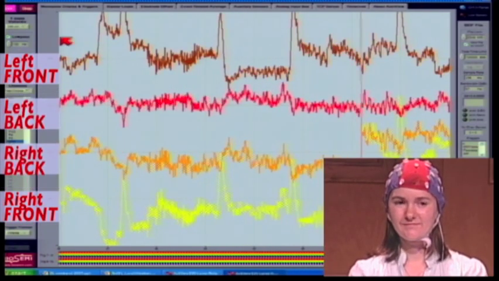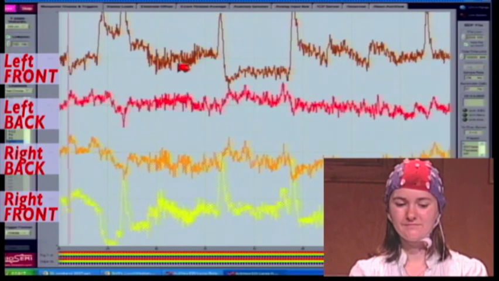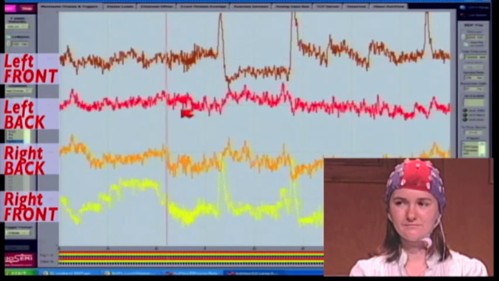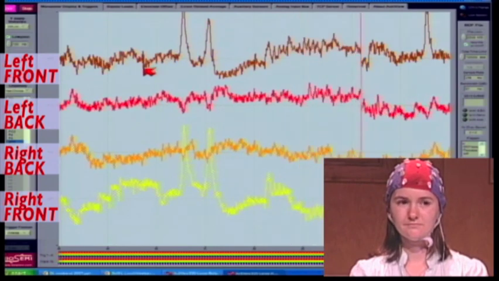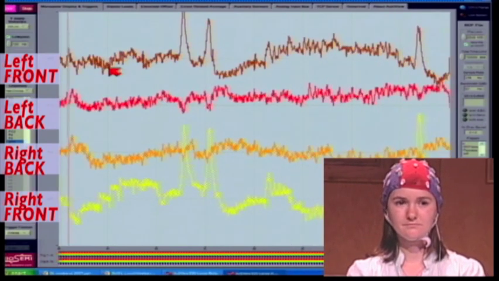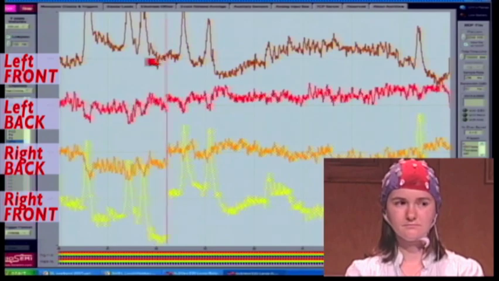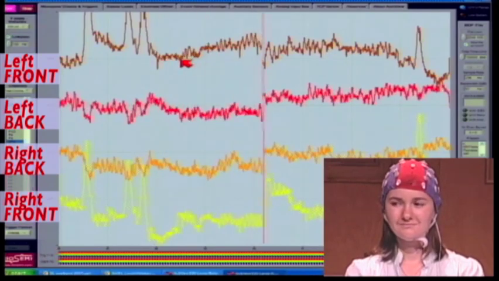The point I want you to notice is a number of things. What's going on in the front of the brain is different than what's going on in the back. Also notice how active, how thick these signals are. This is very fast processing. This is what your brain does when 450 people are looking at you.